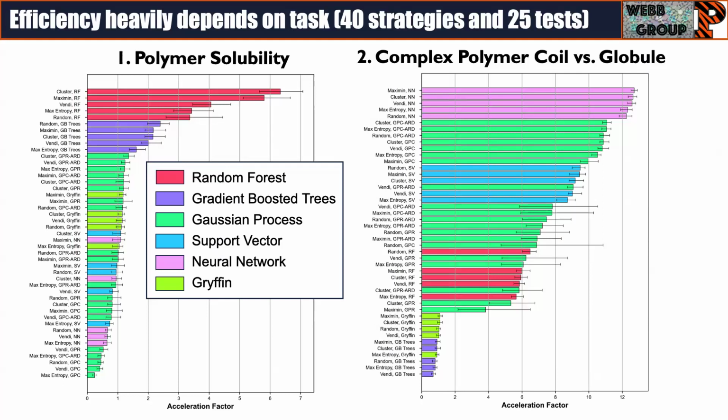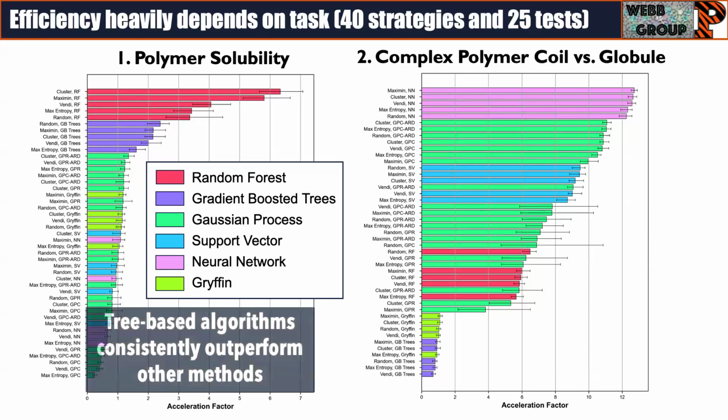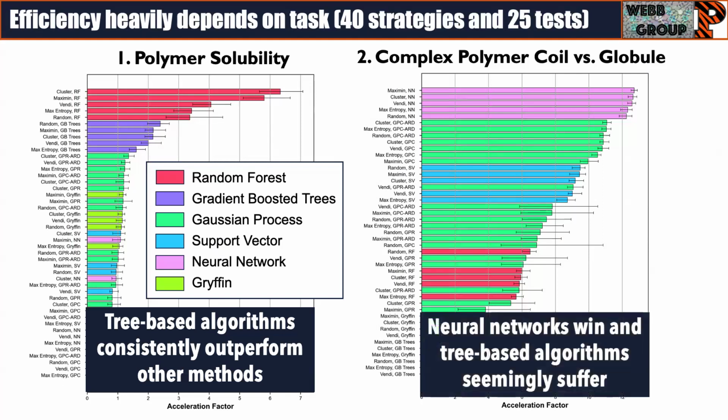Okay, so two different things. This is polymer solubility. This is something to distinguish whether it'll be a coil or a globule. Main takeaway here is, on this side, we can see red clusters up to the top. So tree-based algorithms, these random forest things, gradient boosted trees, those are the top performers. On this side, neural networks appear to be ones that are a little bit more well-suited to the job.